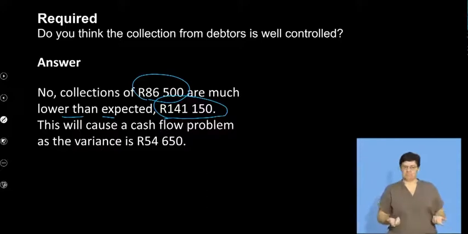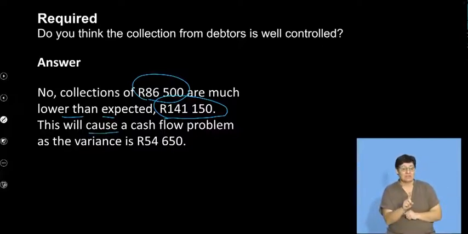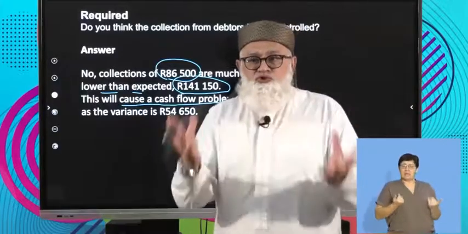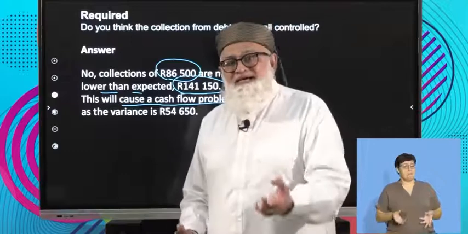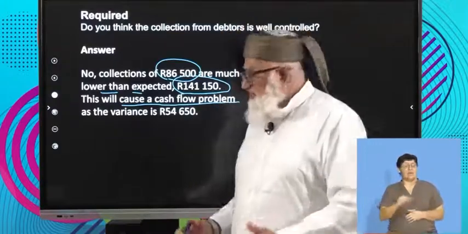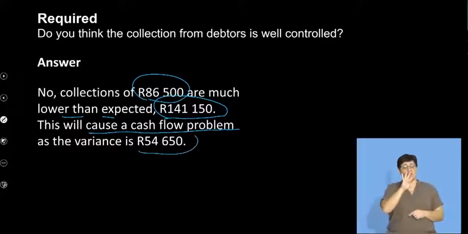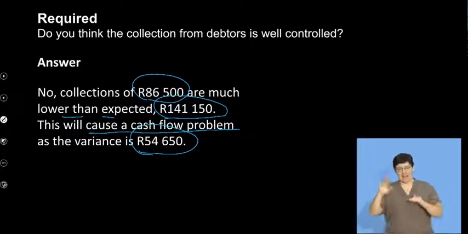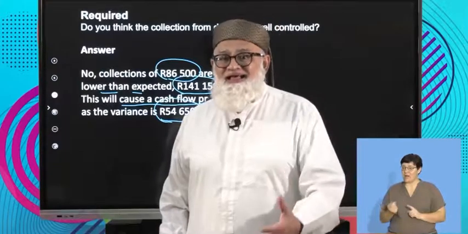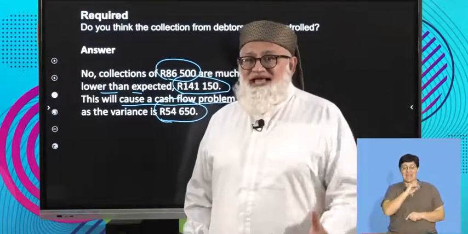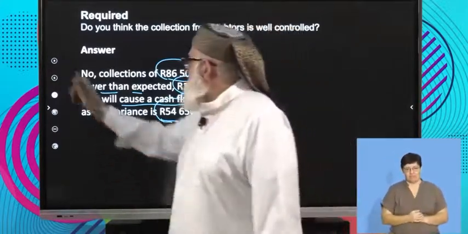Clearly you can see that because your actual is less than your budgeted, it would definitely cause cash flow problems. In other words, in your cash budget, you're expecting to receive a certain amount of money, but here you are not receiving what you budgeted to receive, and therefore the variance is 54,650. You're receiving less than what you had budgeted for. Clearly, this is going to result in cash flow problems.